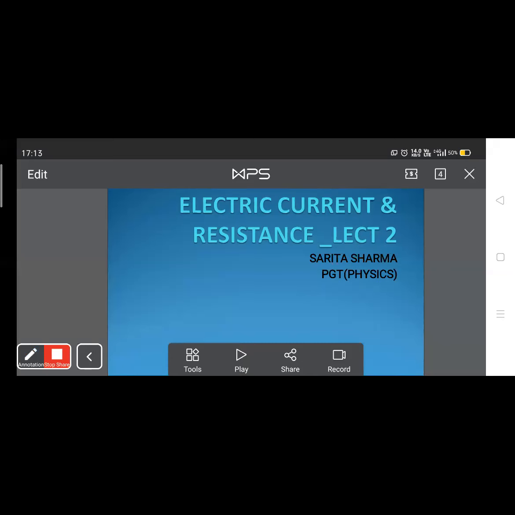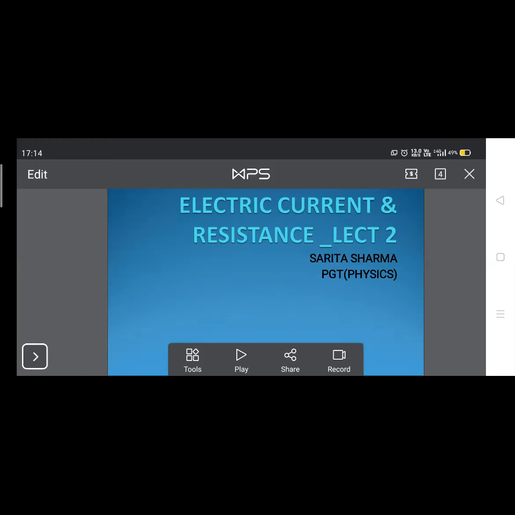In the previous video, we discussed electric current and electric resistance. So what is electric current? Electric current is just the flow of charge. And electric resistance is that which resists the flow of charge. It is a hindrance to the flow of charge. Clear? And we have also discussed resistivity and conductivity in the last video.